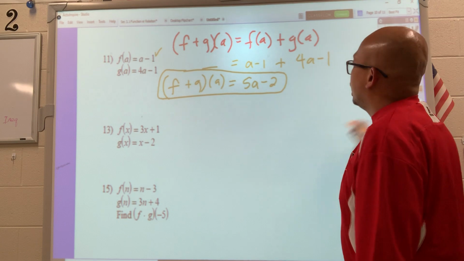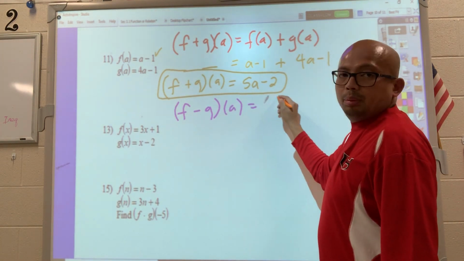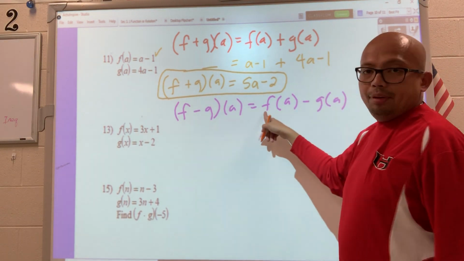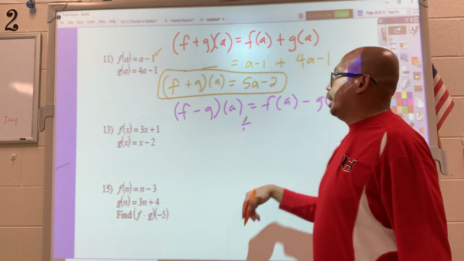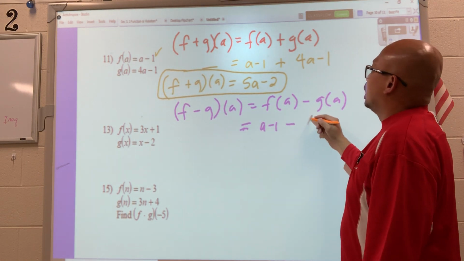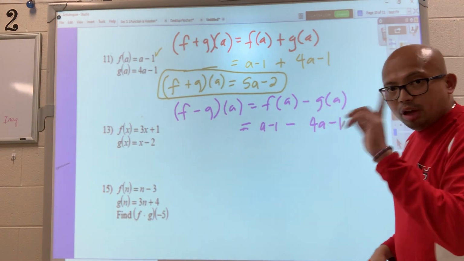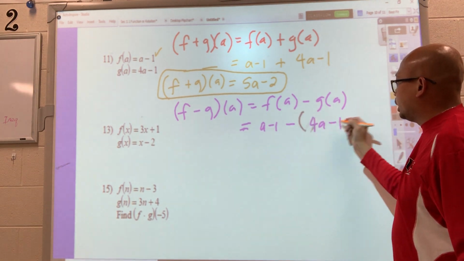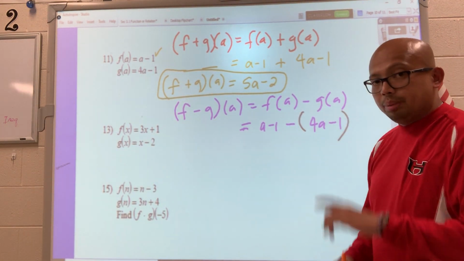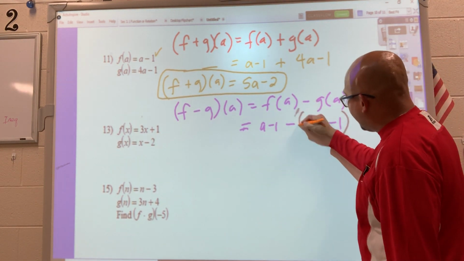Kaboom. Let's do the subtraction. F minus g of a is the same thing as f of a minus g of a. F of a here is going back to number 11. A minus 1 minus 4a minus 1. What's wrong here? Again, every time you have subtraction, don't forget to write the parentheses on the second term. Okay? Or second expression, second function. So you make sure that you have a negative 1 here.